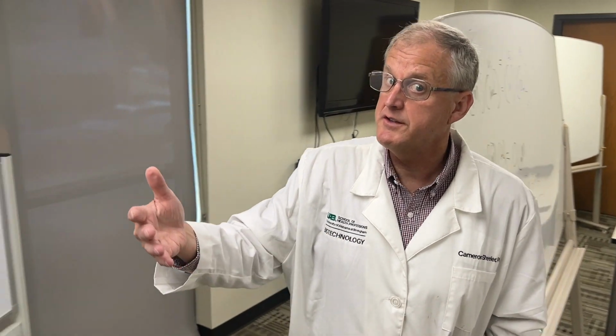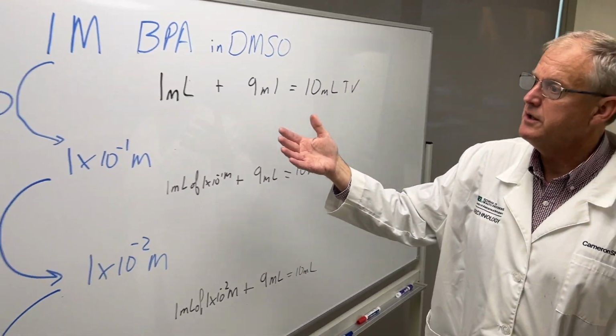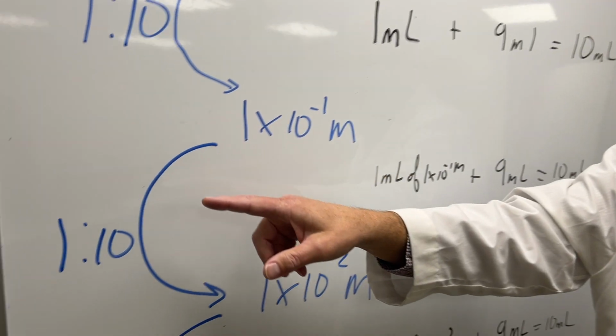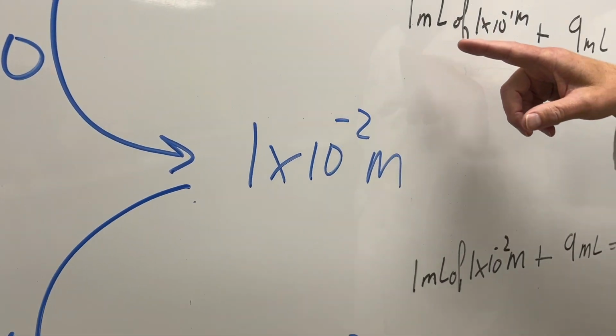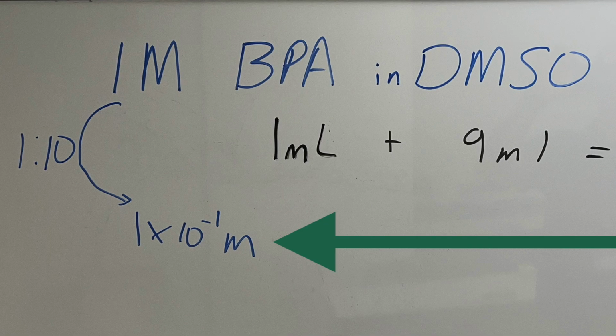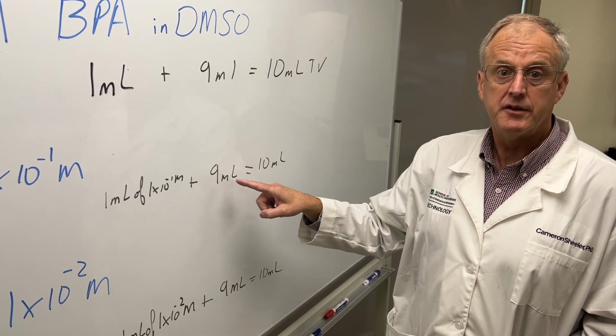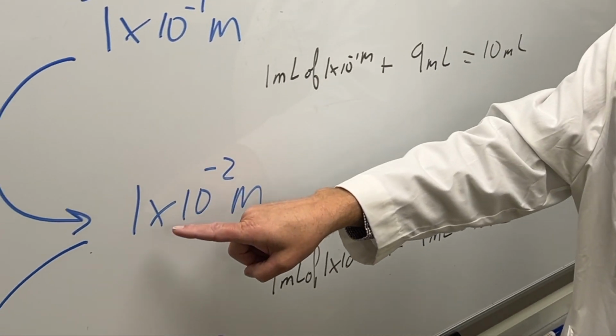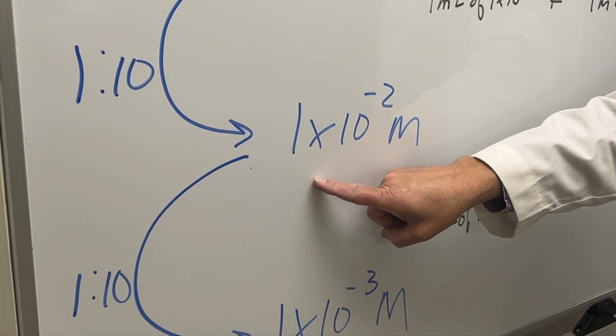Now let's continue that series of serial dilution. We just did our first 1 to 10 dilution. If we take another 1 to 10 dilution, how do we do that? 1 milliliter of our 1 times 10 to the negative 1 molar. Add it to 9 milliliters of DMSO. Again, total volume of 10 milliliters. We will get a 1 times 10 to the negative 2 molar.